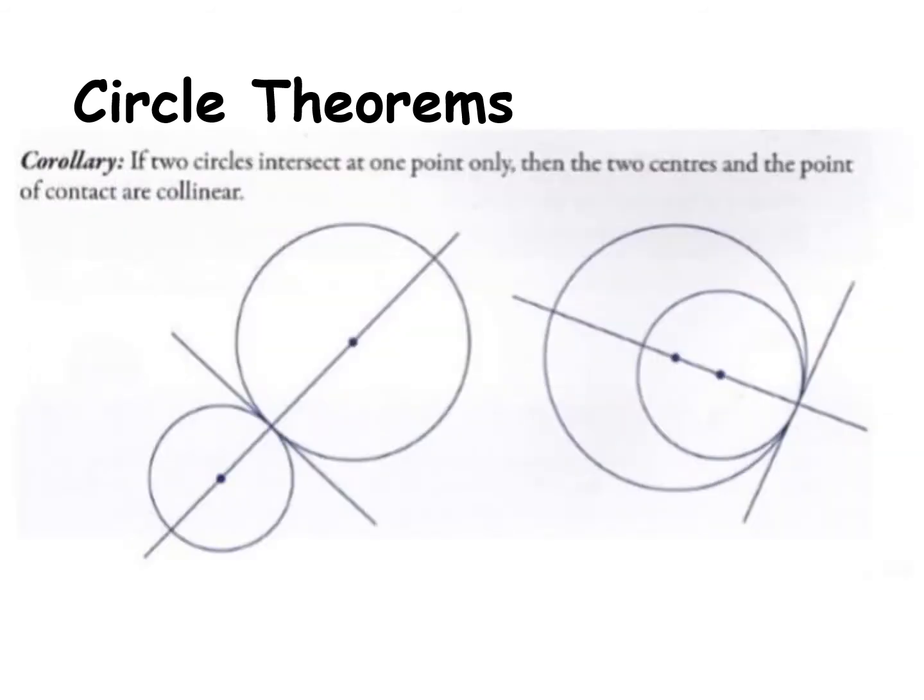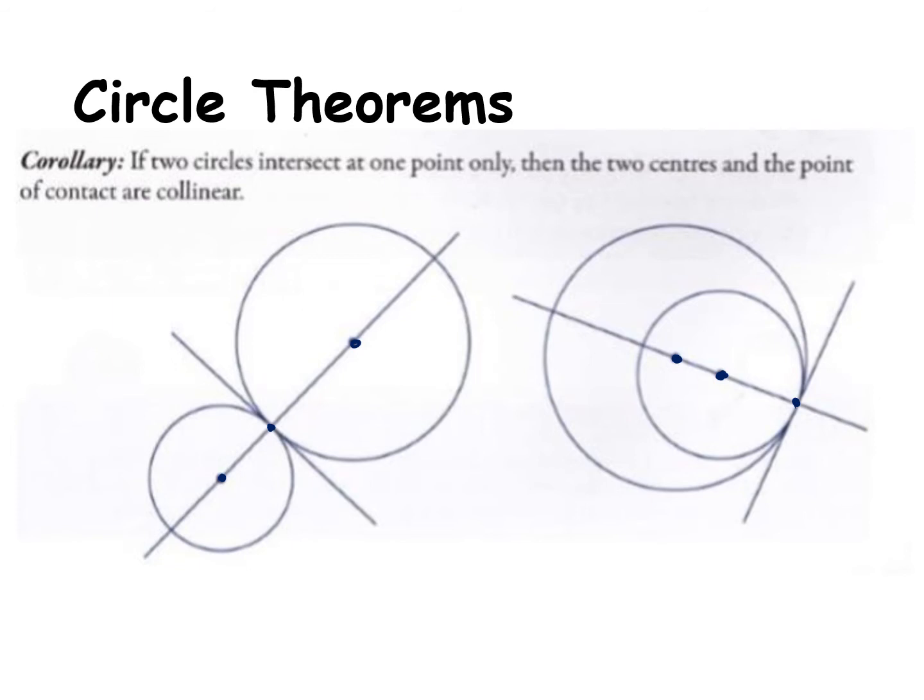So the corollary of that theorem, theorem 20, is if two circles intersect at one point only, then the two centers and the point of contact are collinear. So we would have looked at collinear quite recently when we did the area of a triangle. Remember, collinear means lie on the same line. So here's my point of contact. There's my center 1. There's my center 2. Similarly here, center of the big circle, center of the small circle, and the point of contact.